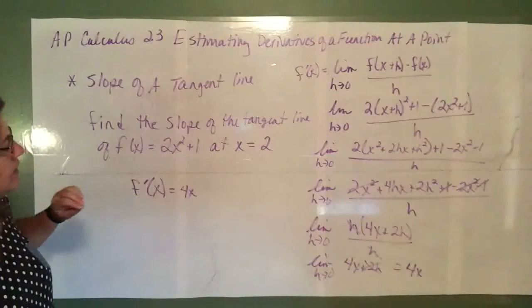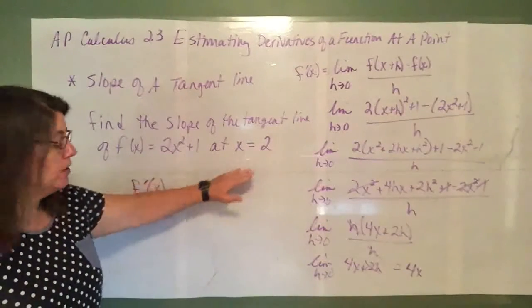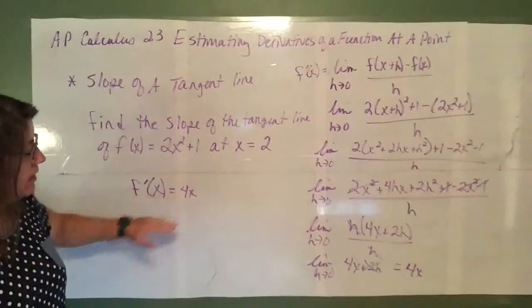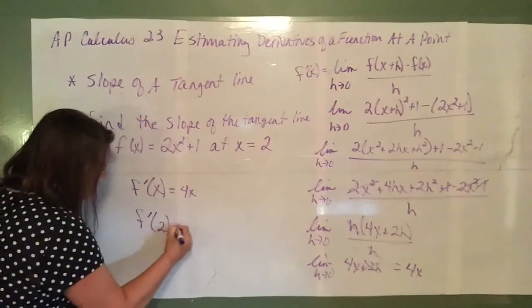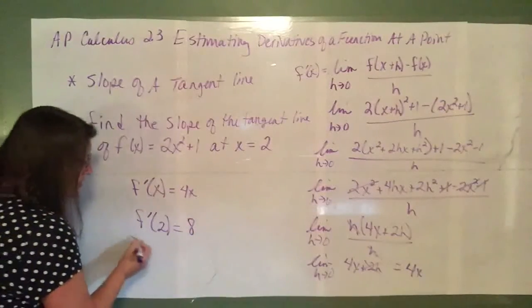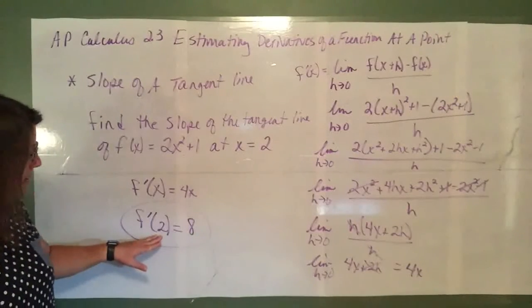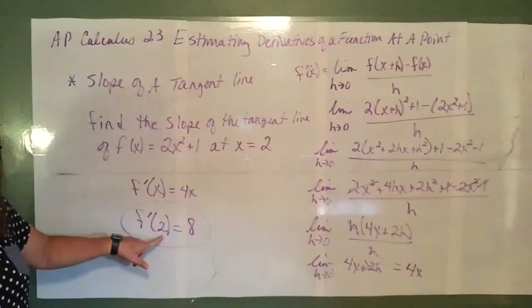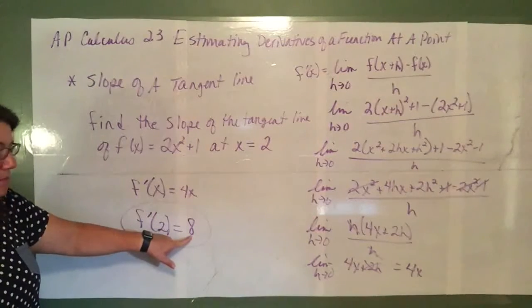And then they want us to find the slope of the tangent line at x equals 2. Well, all we have to do here, once we find the derivative, is find f prime of 2. So we're going to plug 2 into that new function. That gives us 8. So what that means is this is not an ordered pair. That's not what that means. That means at x equals 2, the slope of the tangent line at that point is 8.